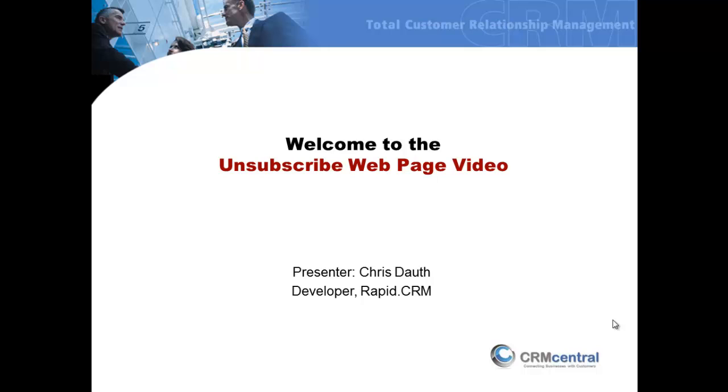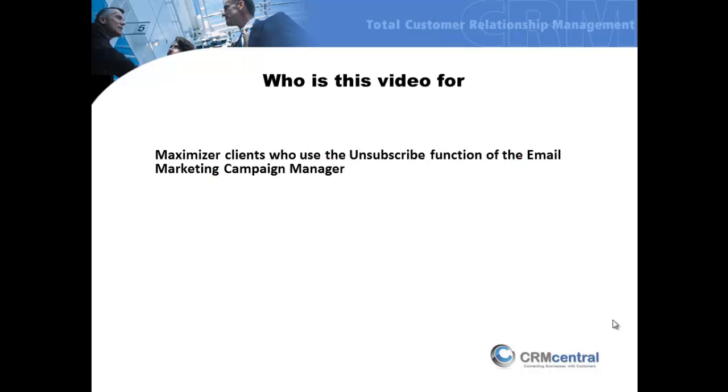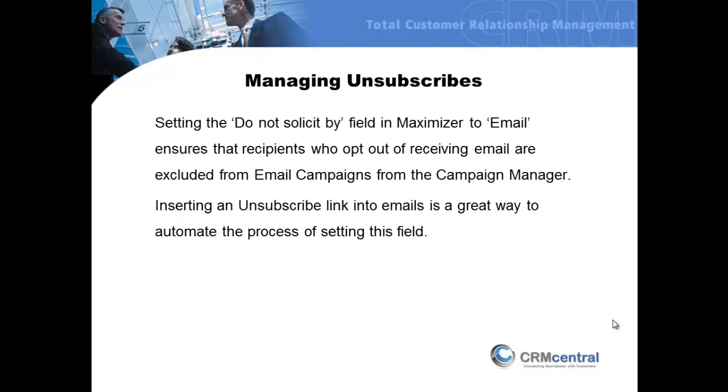In this video, we'll talk about an enhancement that we've created to improve the Maximizer unsubscribe process. This video is ideal for Maximizer clients who use the unsubscribe function of the Email Marketing Campaign Manager. Setting the Do Not Solicit By field in Maximizer to email ensures that recipients who opt out of receiving email are excluded from email campaigns generated from the Campaign Manager. Inserting an unsubscribe link into emails is a great way to automate the process of setting this field. Inserting the link is covered in a separate video.